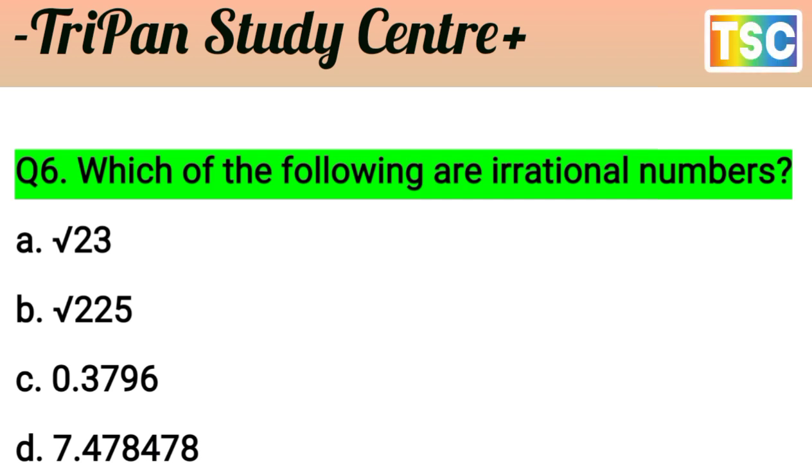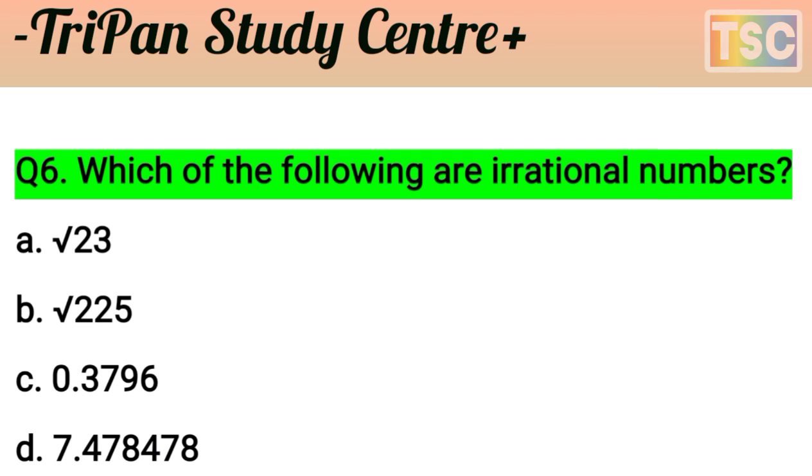I take option D. In option D you see 478, 478 and 478 repeating, a similar number. It means it is not an irrational number. And C has 0.3796, where 6 is the ending number. So C is not an irrational number either.